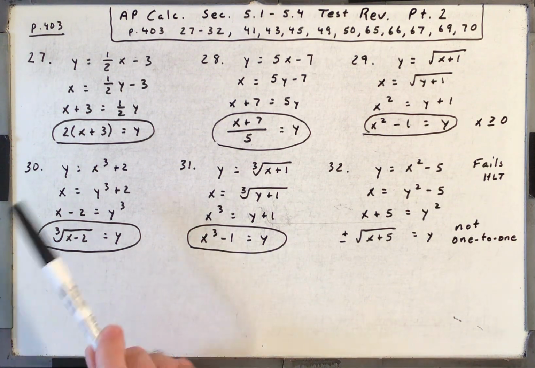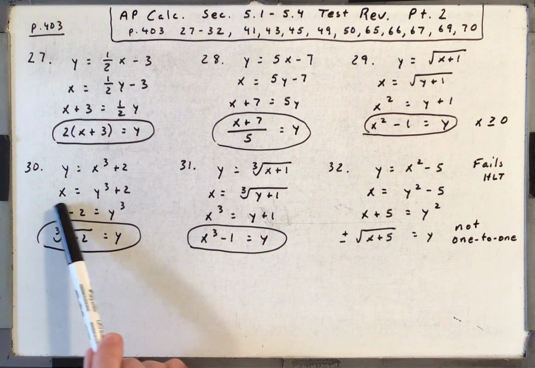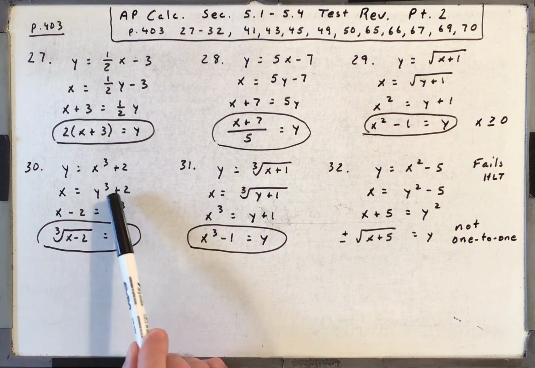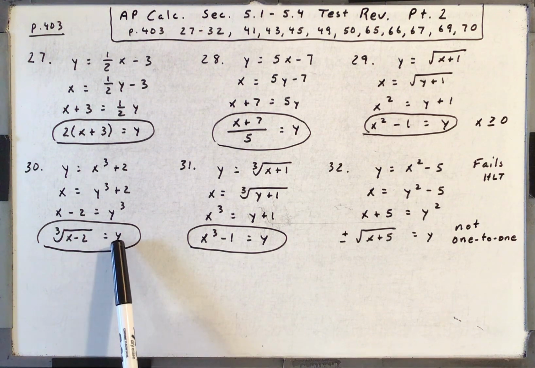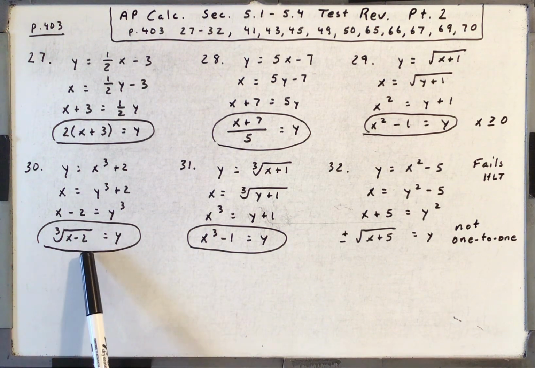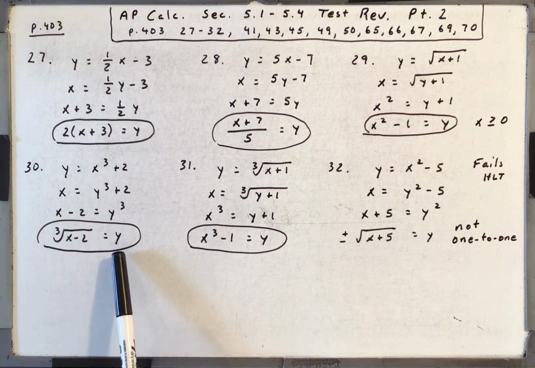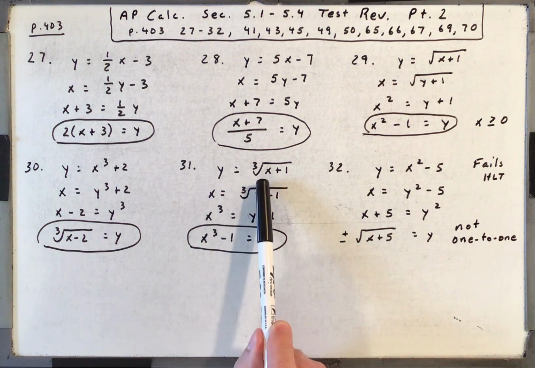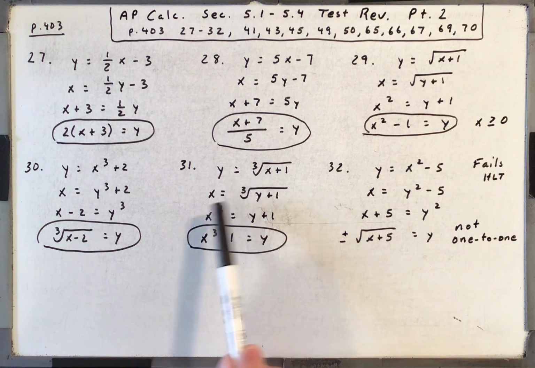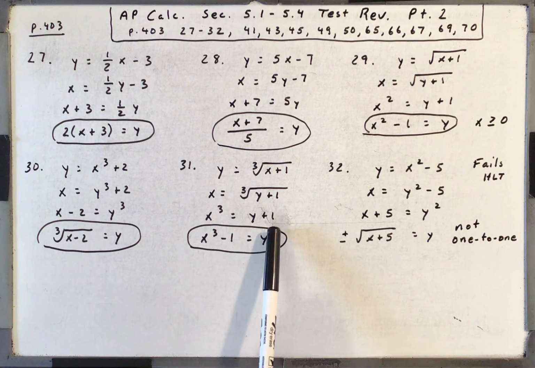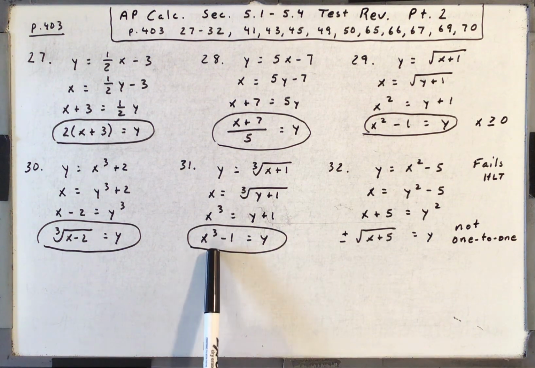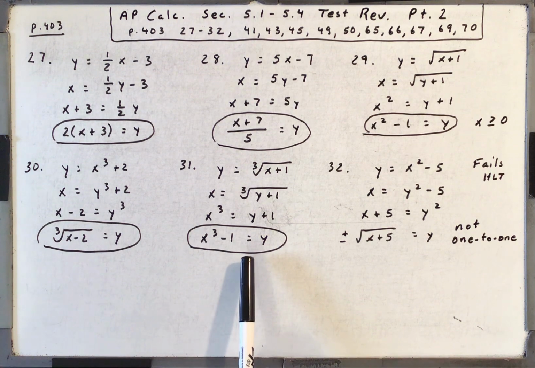All right, number 30, we have y is equal to x cubed plus 2. Swap the x and the y, and then we're going to subtract 2 from both sides. So we have x minus 2 is equal to y cubed, and then take the cube root of both sides. I have the cube root of x minus 2 because it is equal to y. And that is your inverse for number 30. Number 31, we have y is equal to cube root of x plus 1. Swap the x and the y. Cube both sides. You'd have x cubed is equal to y plus 1. And then subtract 1 from both sides. X cubed minus 1 is equal to y.